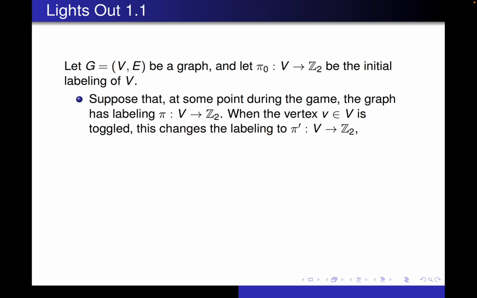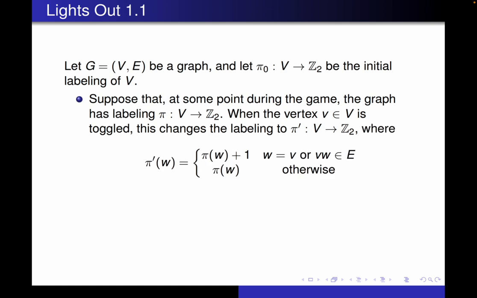And the rule for that labeling is pi prime of w is equal to, well, if w is either equal to v or adjacent to v, we increase the label by 1, so pi of w plus 1. And what that does is, if the original label was 0, the plus 1 will change it to 1. And since we're in Z2, if the original label was 1, adding 1 will take us back to 0.